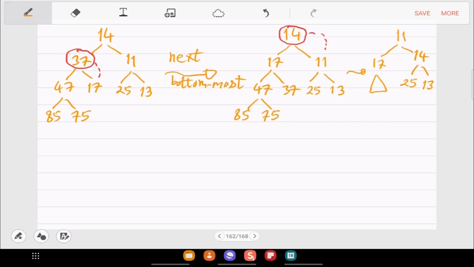So now the suggestion that was given will apply. You have to check the axiom at 14 and you see that it's violated. Right, so you have to do something with this. So that will give you 14 and so this becomes 13 and 25, 14. Okay, so this is the final heap. Is this clear?